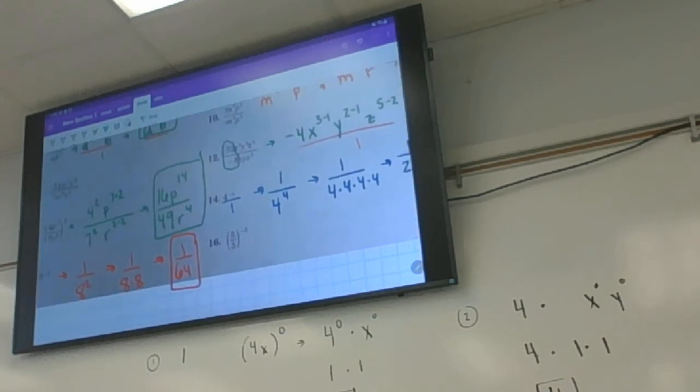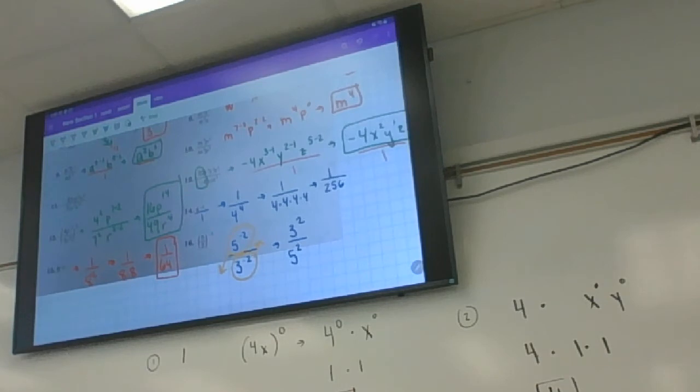So this one is like 5 to the negative 2 over 3 to the negative 2. This one's kind of cool. I'm going to circle the 5 and put it on the bottom, and then the 3 is going to go to the top. So that's going to be 3 to the positive 2 over 5 to the positive 2. When you move them, the powers become positive. And there we are, 9/25. Got it? Yep.